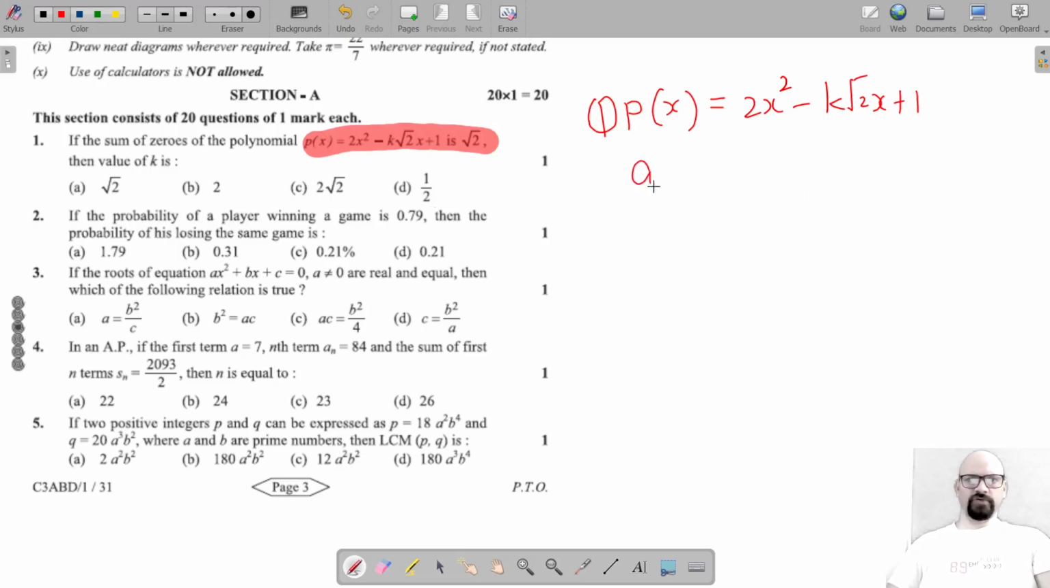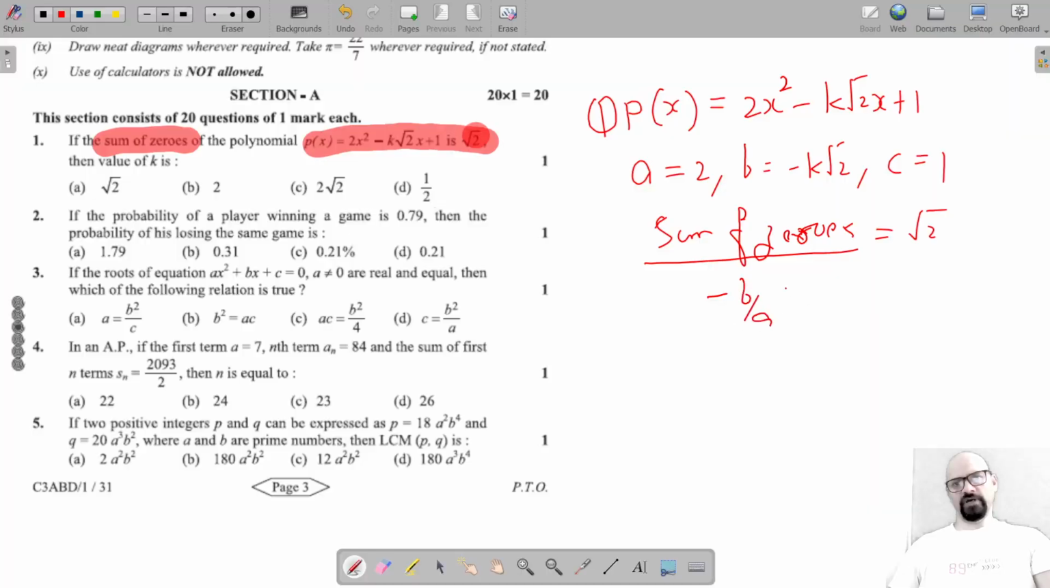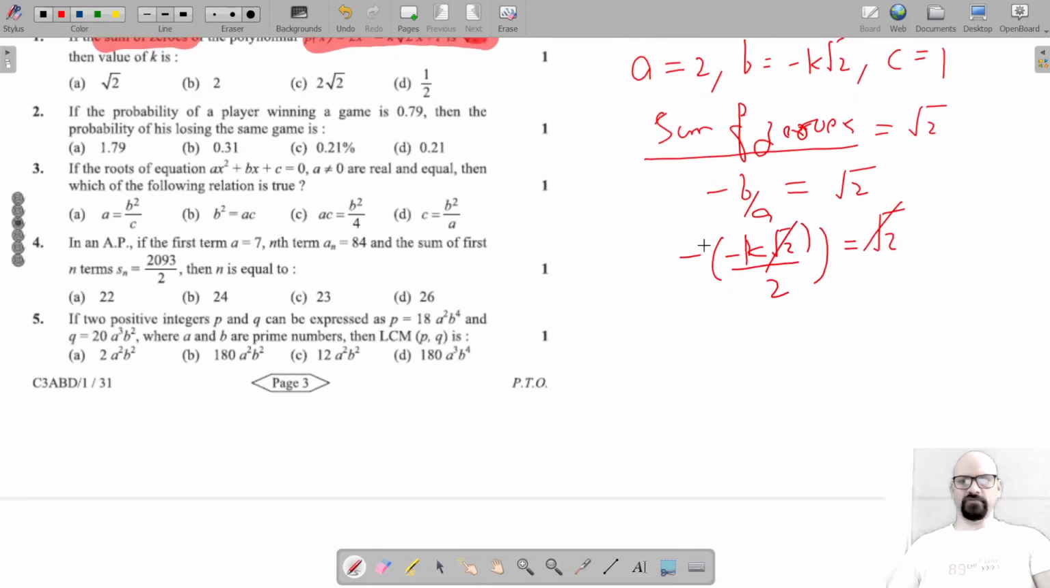Now it's given that the sum of zeros, so here the coefficient of x squared, that is a, is 2, the coefficient of x, that is b, is minus k root 2, and the constant is c. Now it's given that the sum of the zeros is root 2, and we know that the sum of zeros is given by minus b by a, so that is equal to root 2. Let's replace the values of b and a. So b is minus k root 2 upon a, which is 2, so that is equal to root 2. Now root 2 and root 2 we can strike out, minus of minus is plus, so k is equal to 2, so our answer is b for the first one.